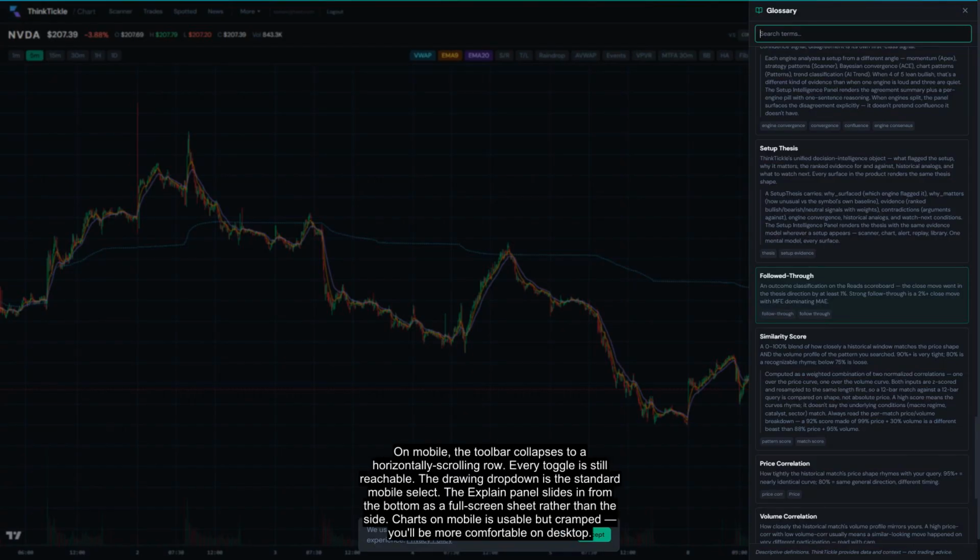On mobile, the toolbar collapses to a horizontally scrolling row. Every toggle is still reachable. The drawing drop-down is the standard mobile select. The Explain panel slides in from the bottom as a full-screen sheet rather than the side. Charts on mobile is usable but cramped, you'll be more comfortable on desktop.